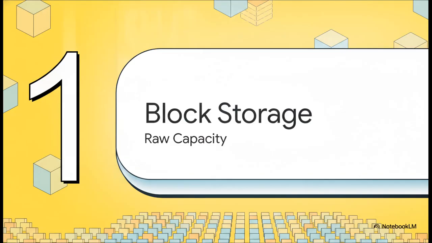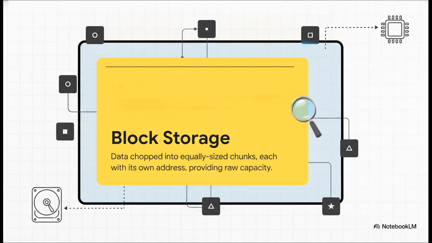All right, section 1, block storage, raw capacity. To really wrap your head around block storage, I want you to imagine your data being chopped up into equally sized chunks. And yeah, these are literally called blocks. Each of these blocks gets its own totally unique address. The absolutely crucial thing to grasp here is that the operating system talks directly to those blocks. It has zero awareness of files or folders at this level.